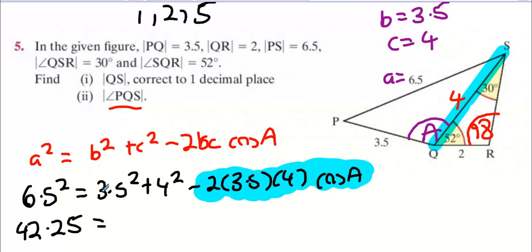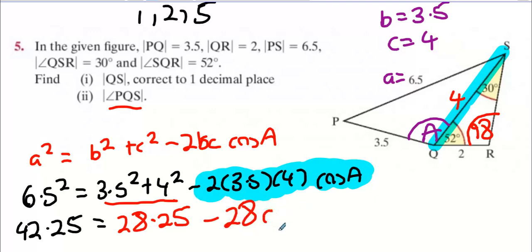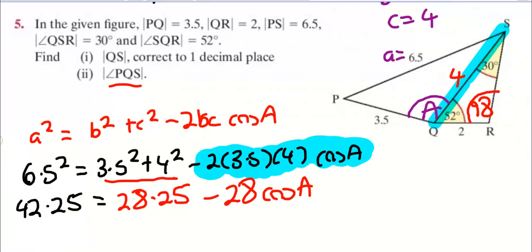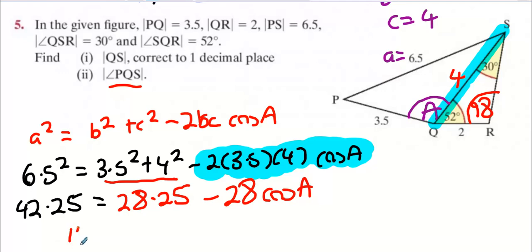If you want to save yourself a bit of time, you could just do 3.5 squared plus 4 squared in one go on your calculator. What's a good prediction for our answer? Yeah, it's going to be the biggest angle, I think.